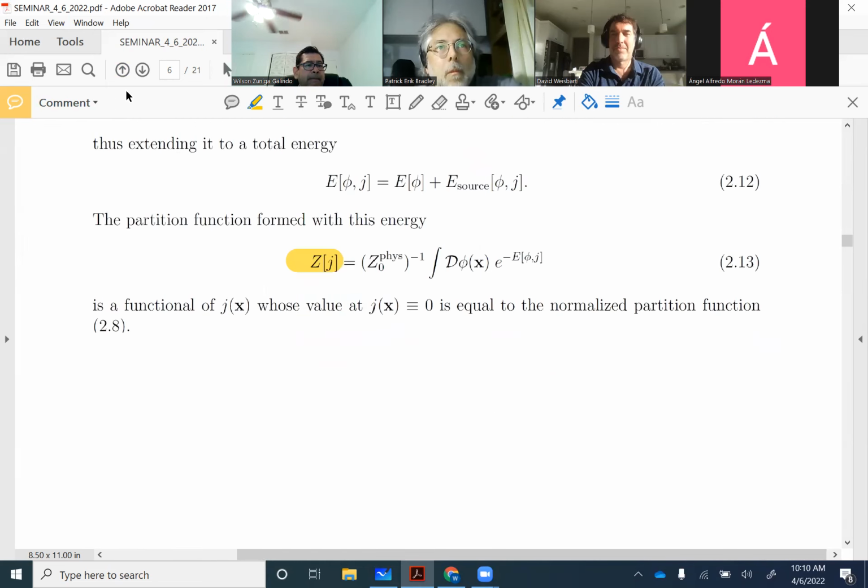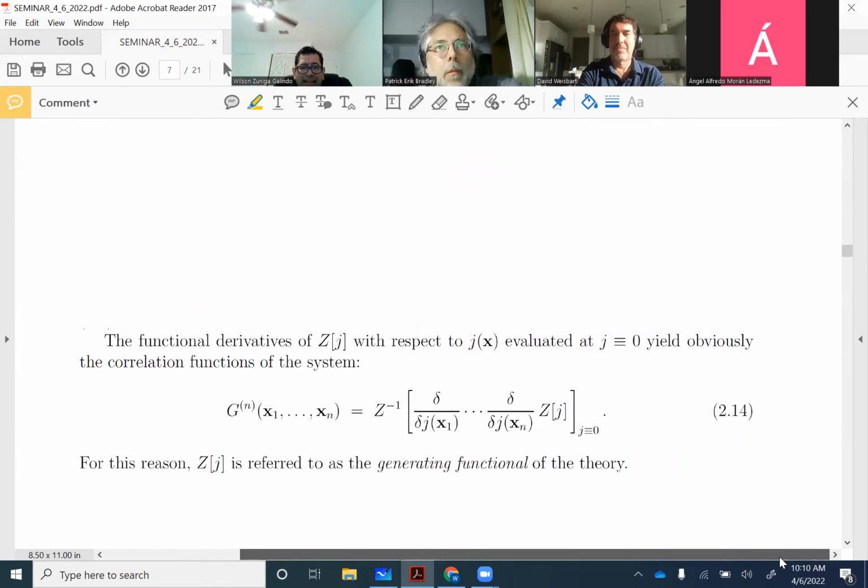Why? Because the endpoint correlation functions can be computed by using this rule, by using this formula. We compute derivatives with respect to the parameters. These are functional derivatives. I don't have time to explain this, but by computing these derivatives and replacing J by 0, we obtain this correlation function, okay?